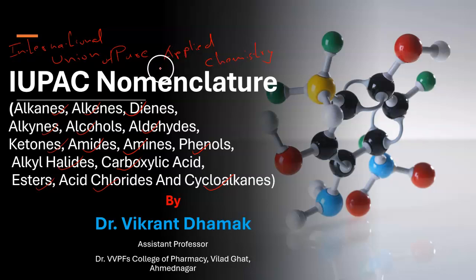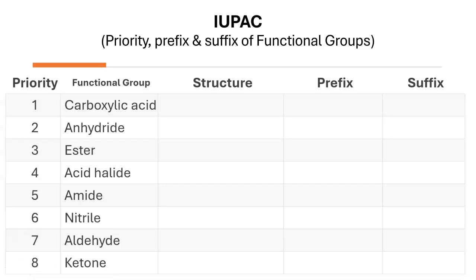Everywhere in the world, any compound should be named as per this set of rules. It is made by this IUPAC nomenclature. We will see compounds one by one. There are certain functional groups. First thing is that every functional group has a priority. It may have a prefix, or most of the time it will have a suffix.